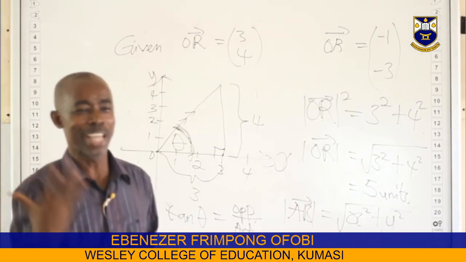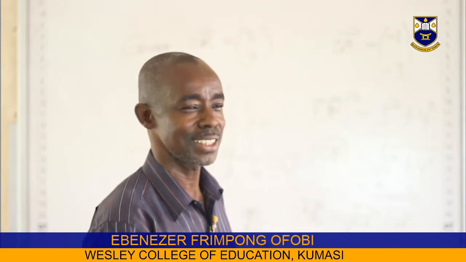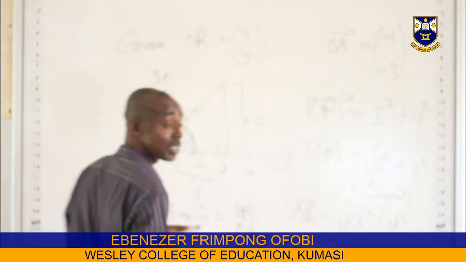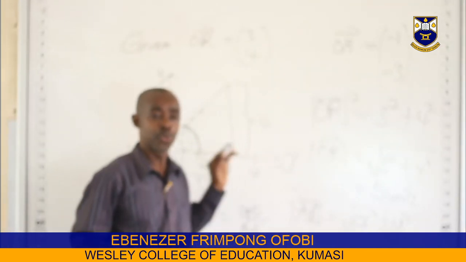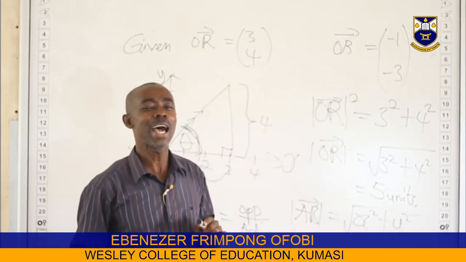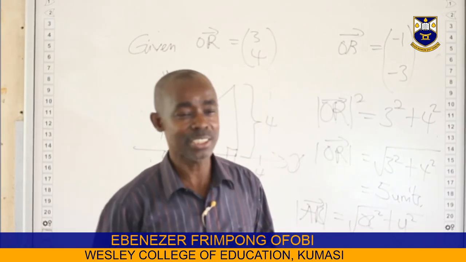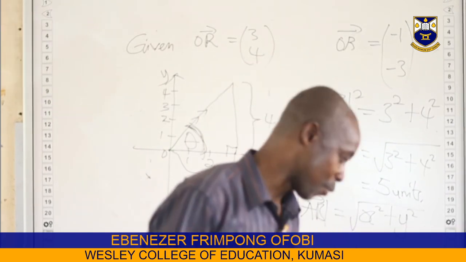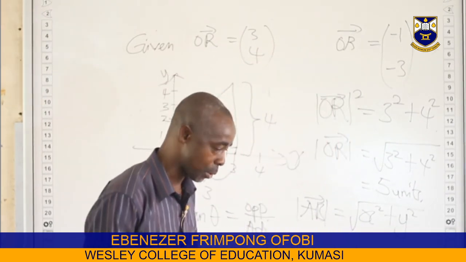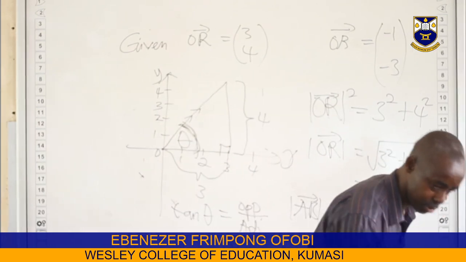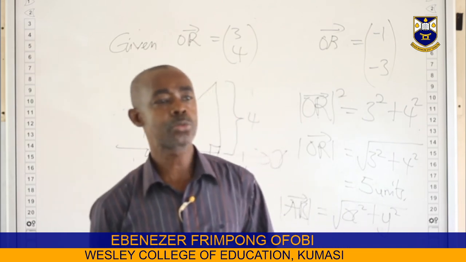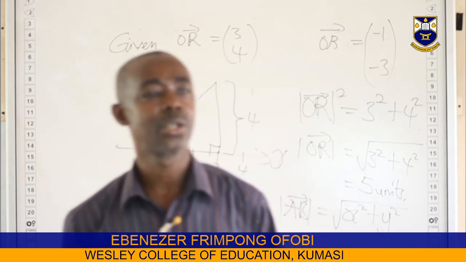This is to tell you that we can change from one form to another. If the form is component or column form, you can be asked to convert to magnitude and then bearing form. We'll talk more about that later on. That's right. Now with this, we move to operations of vectors.